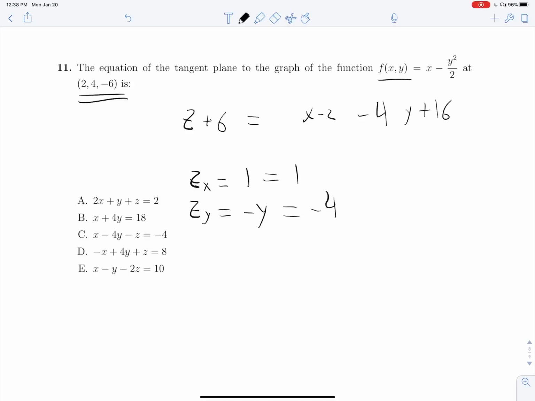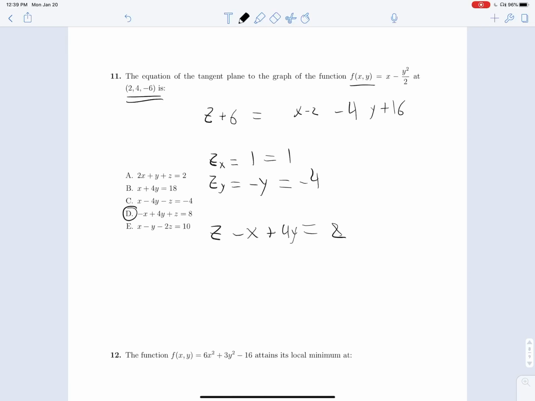And now it looks like all of our answer choices have all of our xyz variables on one side. So z minus x plus 4y is going to be equal to 8. And our answer choice is right there, answer choice D.